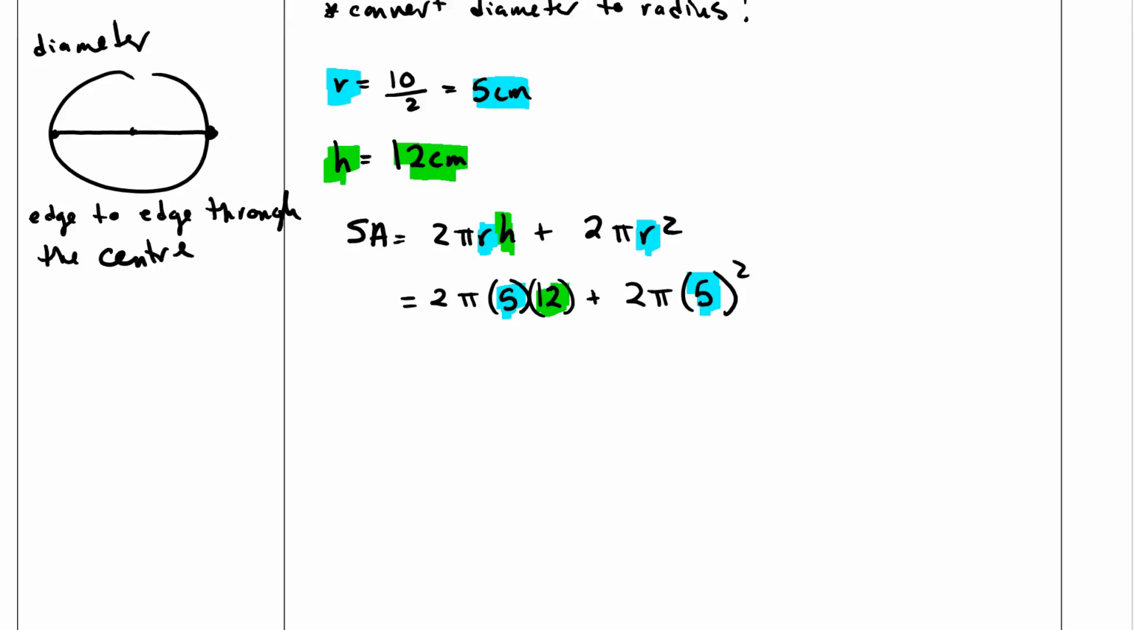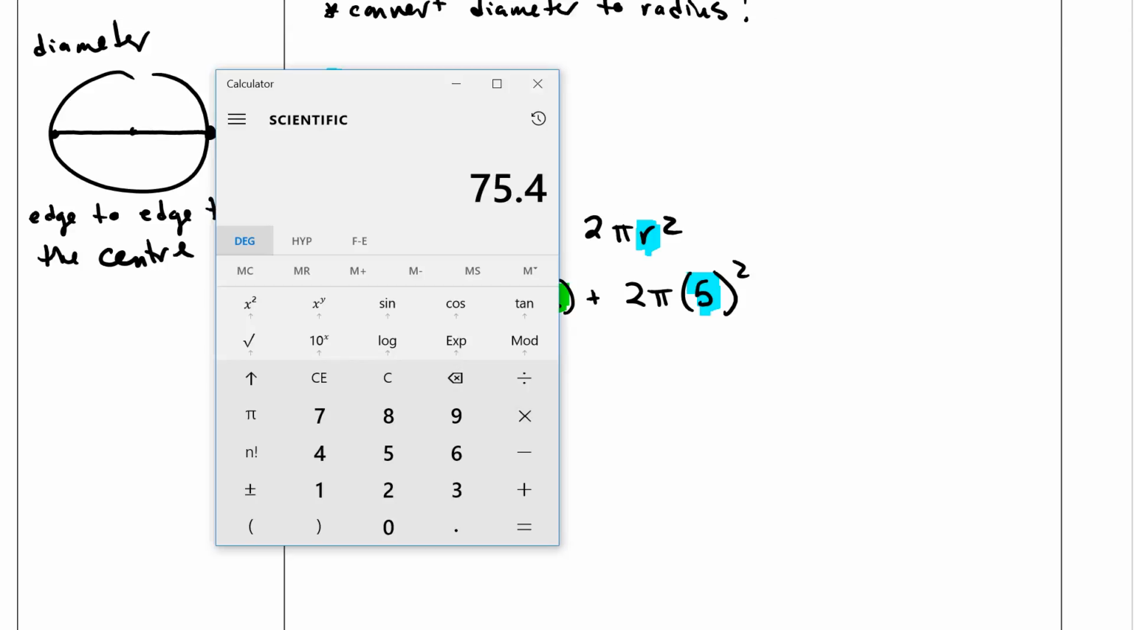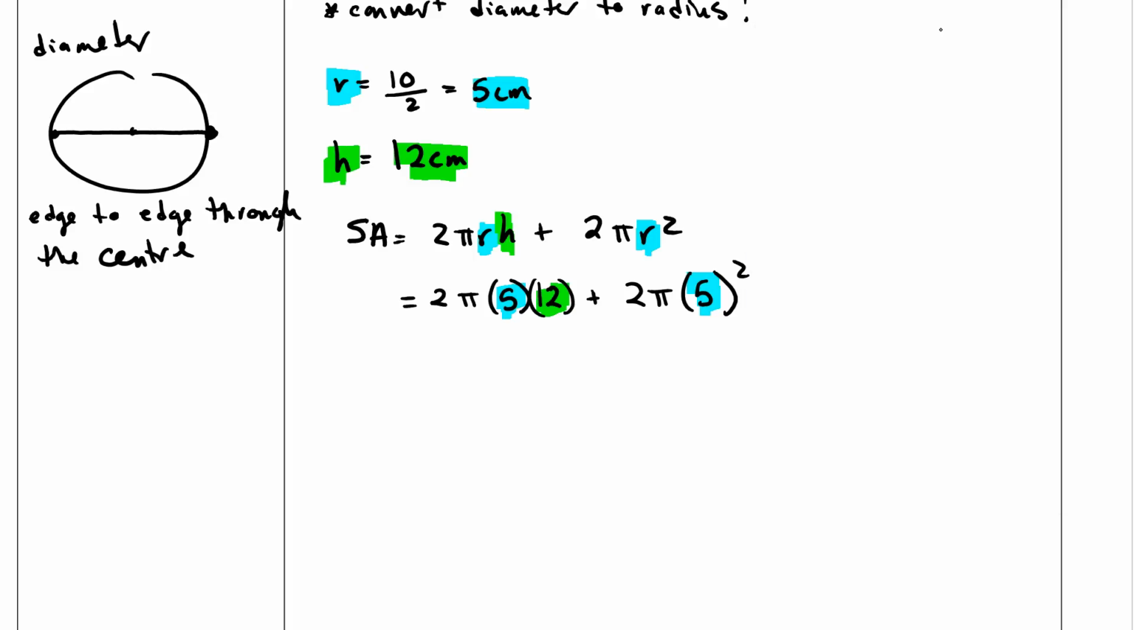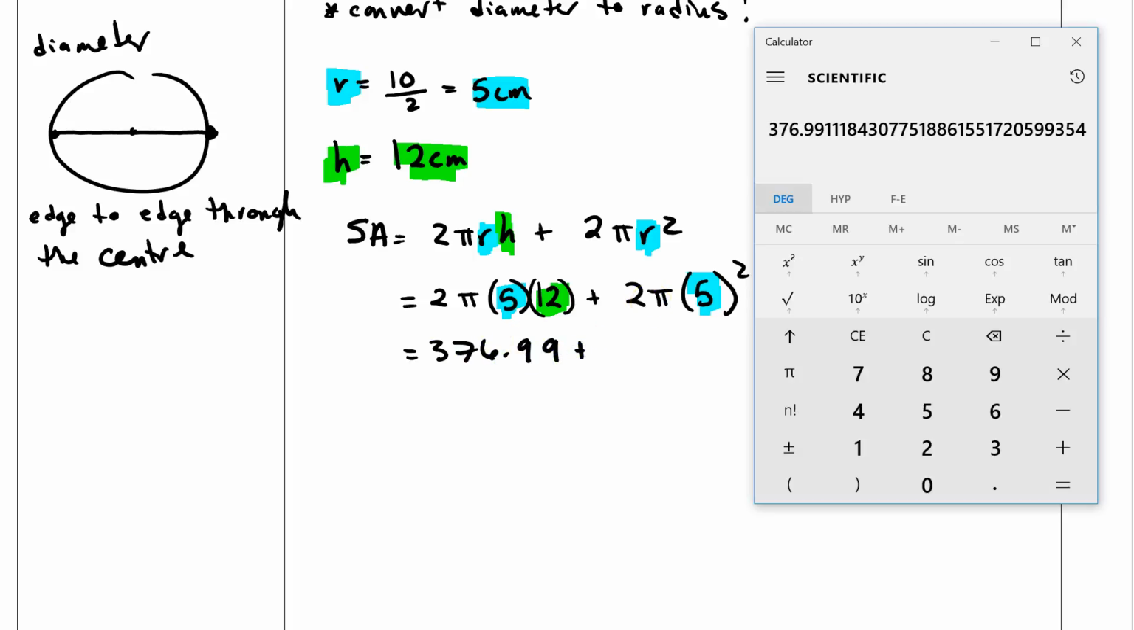So we are going to bring up our calculator, coolest calculator around. I'm going to actually clear it just in case. 2 times pi times 5 times 12 equals, so 376.99. Now we're noticing that the 9 is followed by a 1 here, so it literally is 99. We don't have to round it up. So that is 376.99 plus 2 times pi times 5 squared.